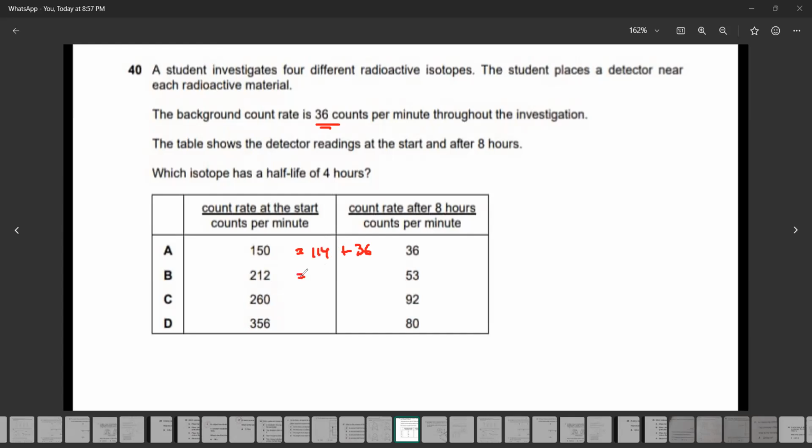Then for this one, out of 212, 36 are due to the background. So 212 minus 36, that will be 176. So 176.